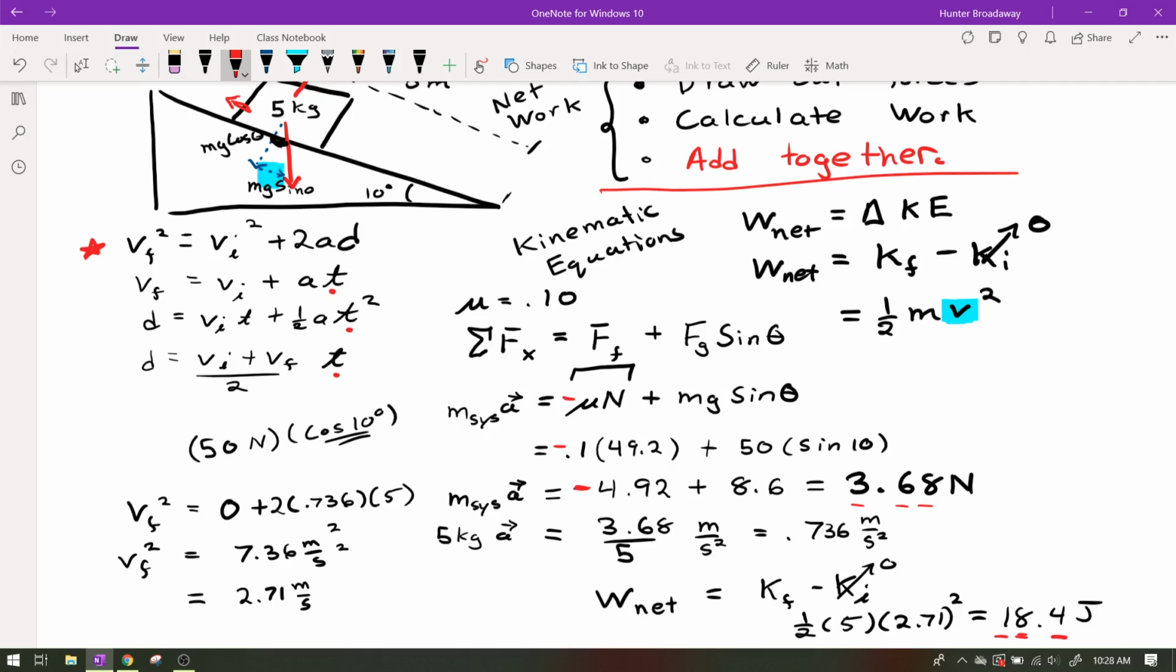So, yeah, the 0.736 would have 3 sig figs. 1, 2, 3. Okay, so it looks like throughout this entire problem, we've been trying to strive to keep 3 sig figs in our calculations.